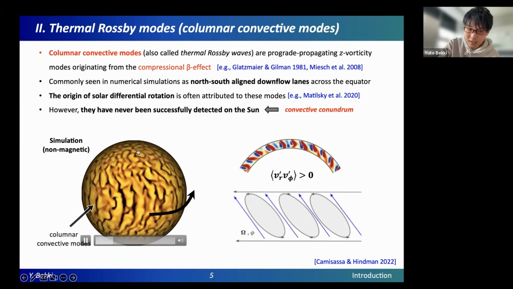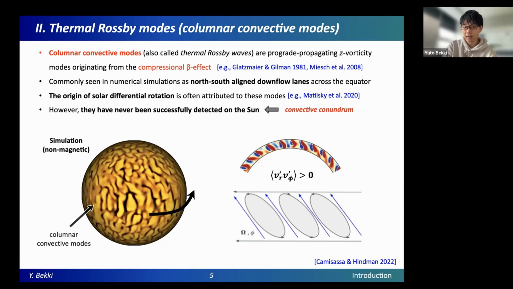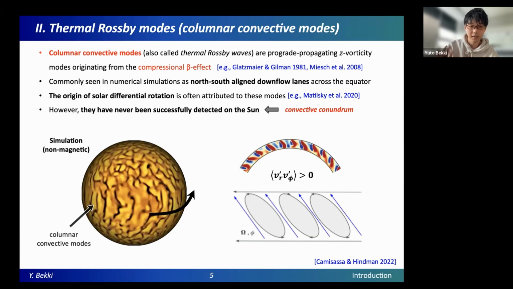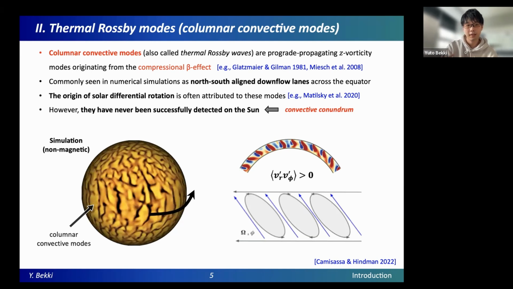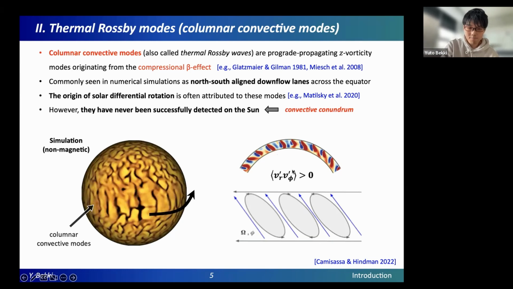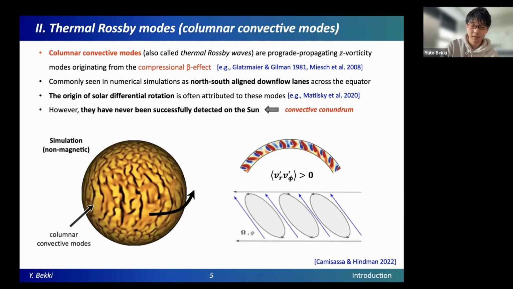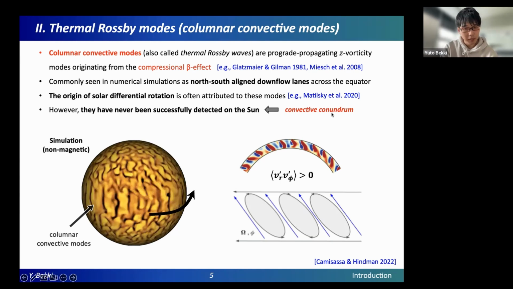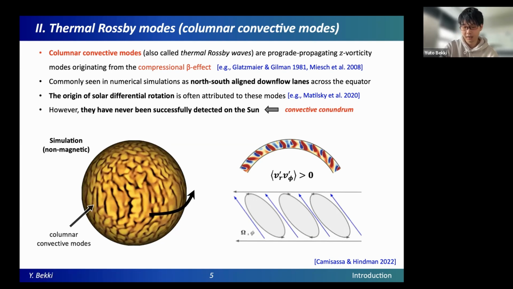What is important is that they play very important roles by transporting thermal energy and angular momentum in the convection zone to drive the solar differential rotation, with a faster equator and slower solar poles. But the problem is that, as I said, they are not observed for some reason on the sun. And I think this is closely related to the convective conundrum, which is the biggest mystery in solar physics.